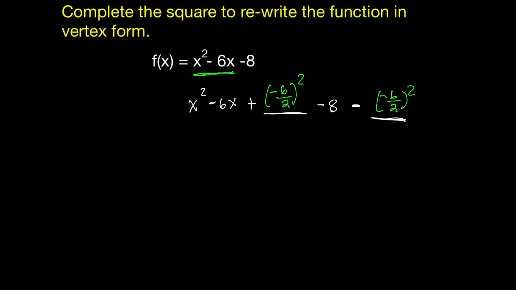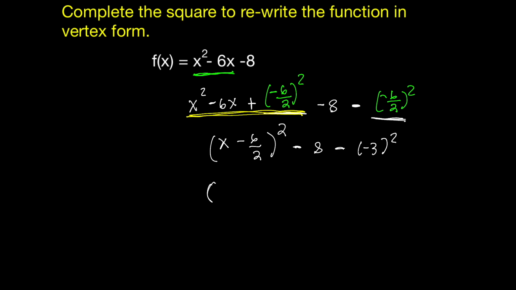Now I can rewrite the perfect square trinomial as a binomial squared by getting x and adding it to what's inside of these parentheses, the negative 6 over 2. I'm going to raise that to the second power, and I'm going to subtract 8 minus, I'm going to simplify here, the negative 6 divided by 2, that's going to give me a negative 3 raised to the second power.